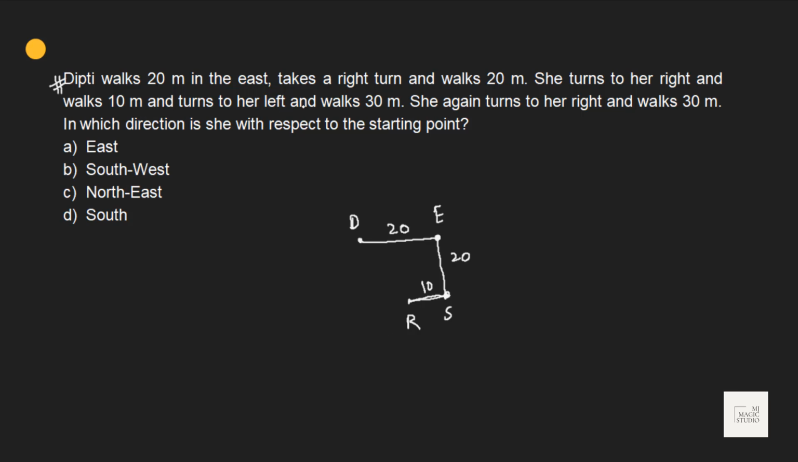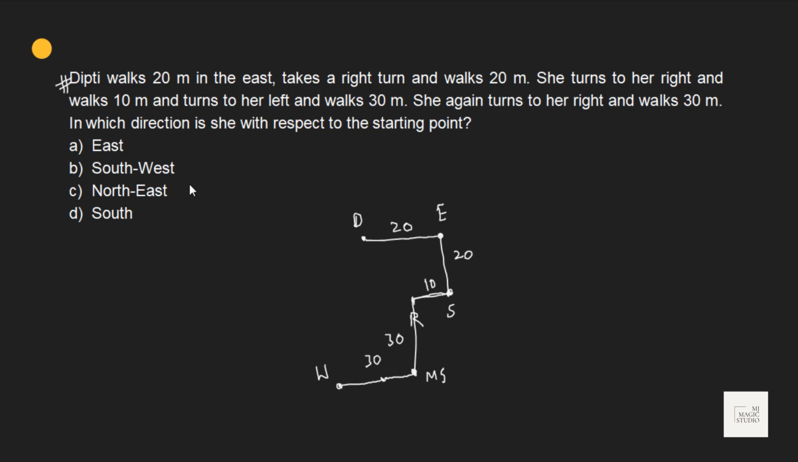And she turns to her left again and walks 30 meters. Left means moving towards more south now. More south, MS, that is 30. She again turns to her right and walks 30. So this would be completing 10 and then 20 more. So moving towards west now. This is how much? 30.